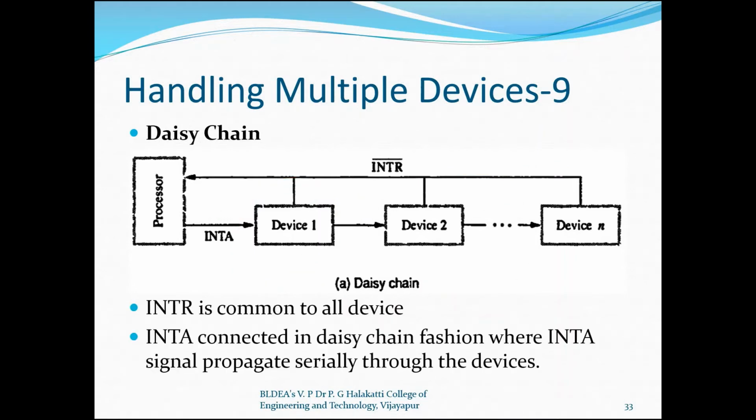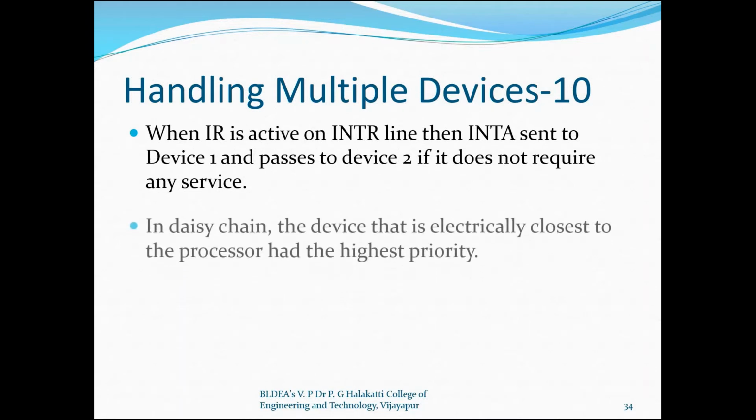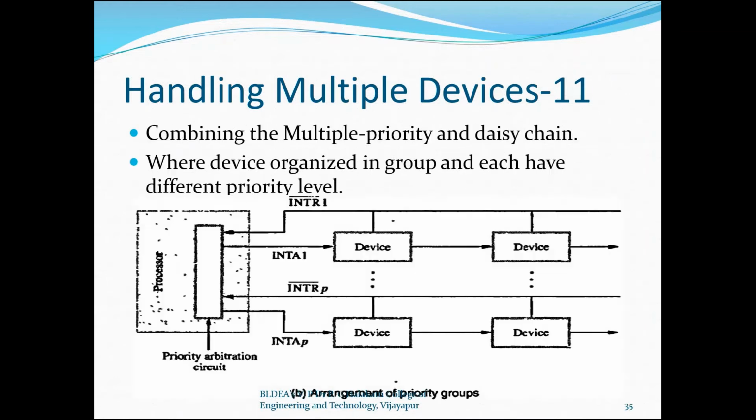So I am repeating. In a daisy chain, the interrupt request line is common to all devices, and interrupt acknowledgement is connected in a daisy chain fashion, where the interrupt acknowledgement signal propagates serially through the devices. Now when interrupt request is active on the interrupt request line, then interrupt acknowledgement will be sent to device 1, and it passes to device 2 if it does not require any service. In daisy chain, the device that is electrically closest to the processor has the highest priority.